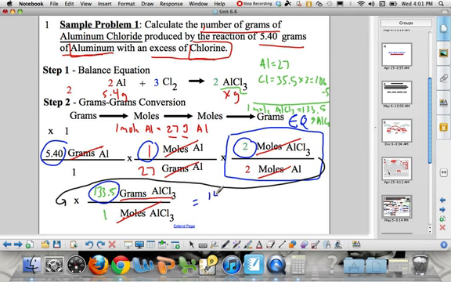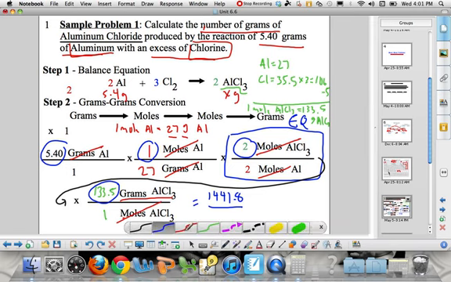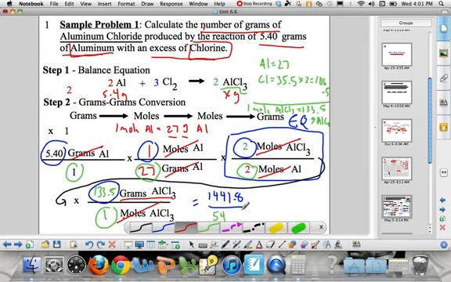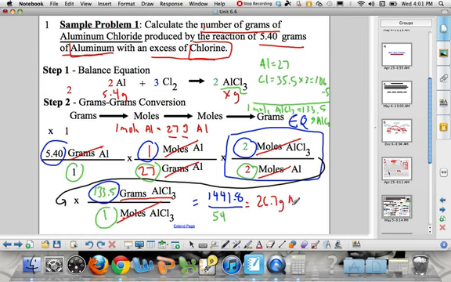When I do that, I get 1441.8. Down on the bottom, I have 1, I have 27, I have 2, and I have 1. Multiply those 4 numbers together for my bottom part. When I do that, I get 54. And now I will divide the top and the bottom here to get my answer. And when I do that, I get 26.7, and that's grams of aluminum chloride.